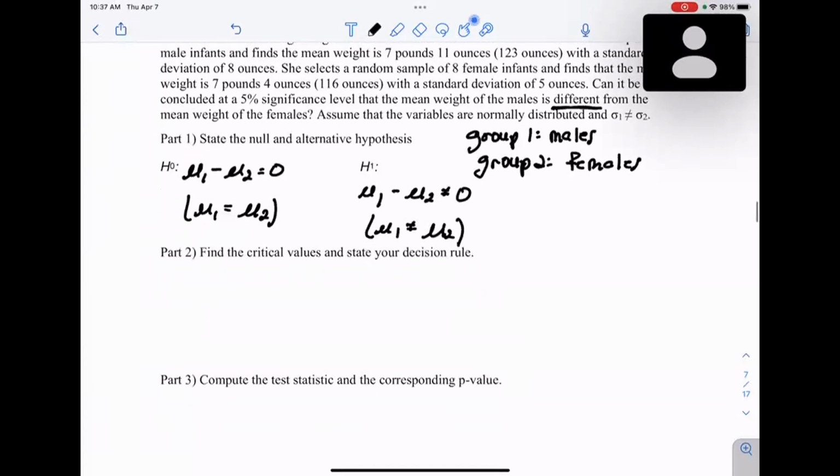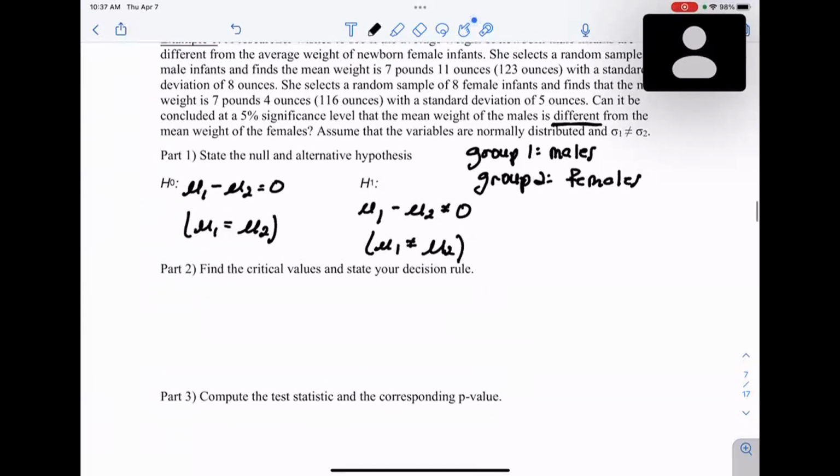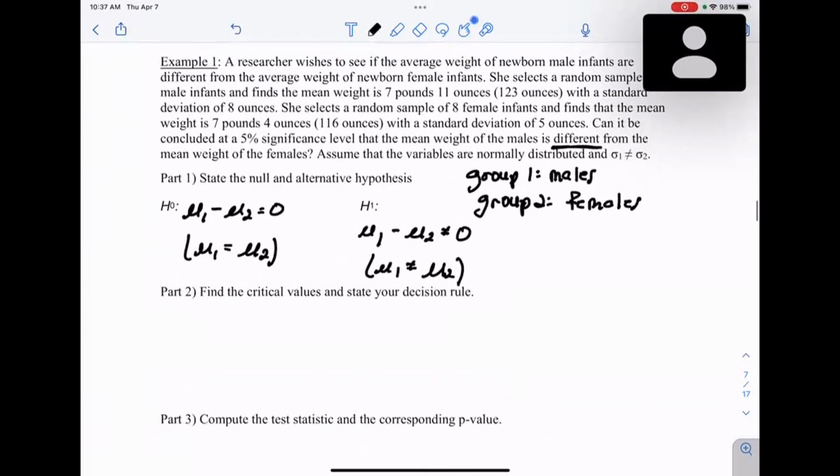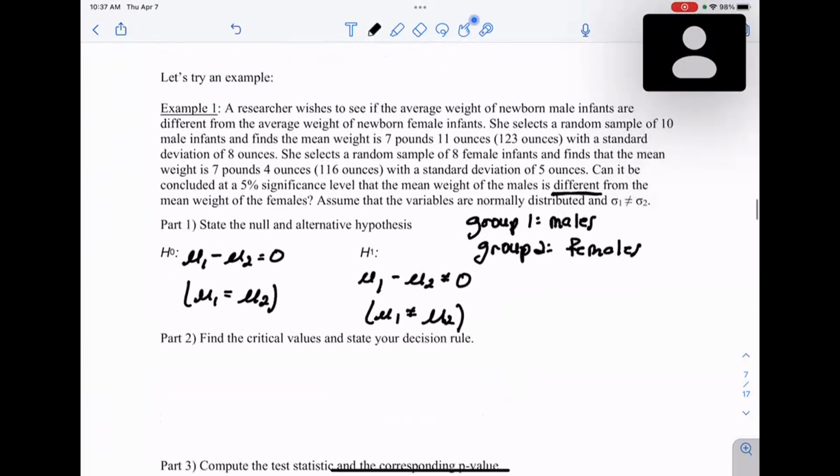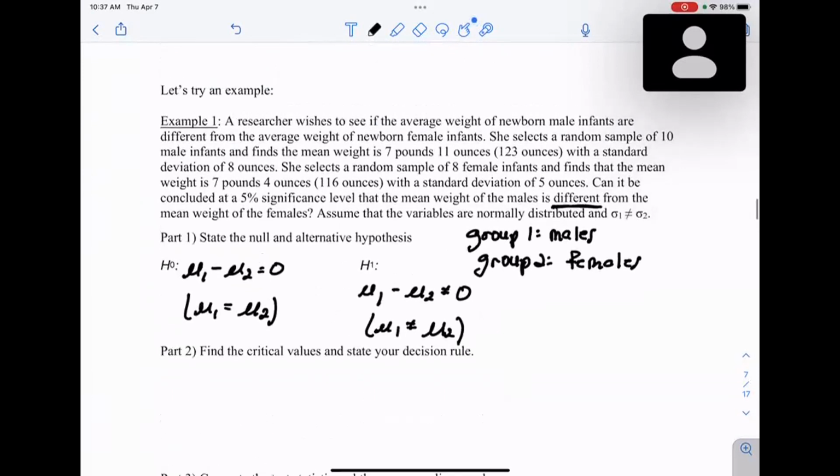Now into part 2. Find the critical values and state your decision rule. So this is a two-tailed test, right? The alternative is not equals. Then the first thing we need to find is what we're going to use to find the critical value.